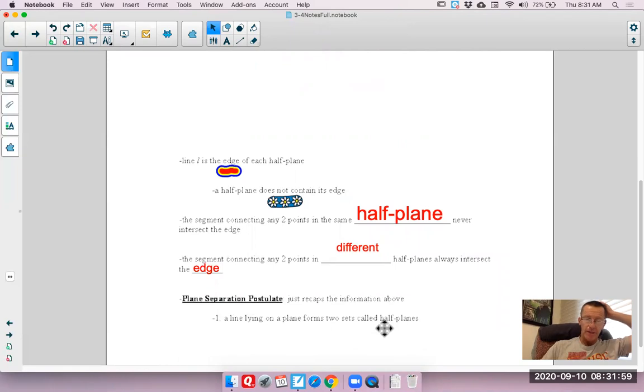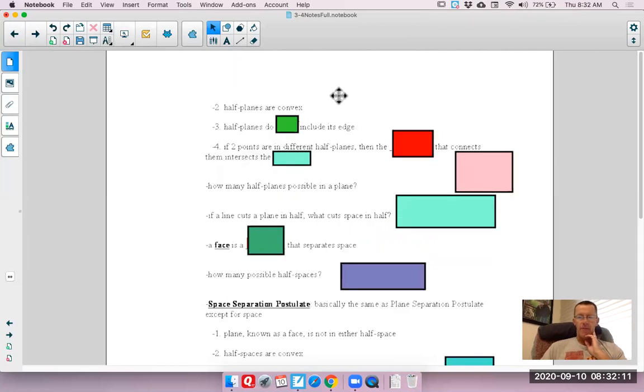So the plane separation postulate just basically recaps that information. It says a line lying on a plane forms 2 sets called half planes. The half planes are convex. Obviously. And do half planes contain their edge? No. If 2 points are in different half planes, then the blank that connects them intersects the blank. What would it be? We've already gone through this, really. The segment that connects them intersects the edge, right?